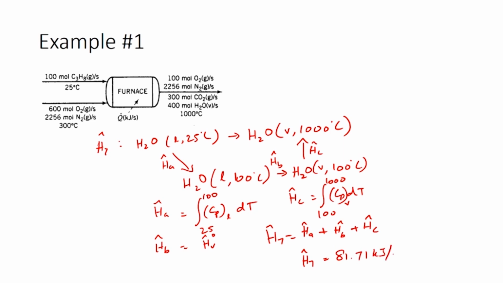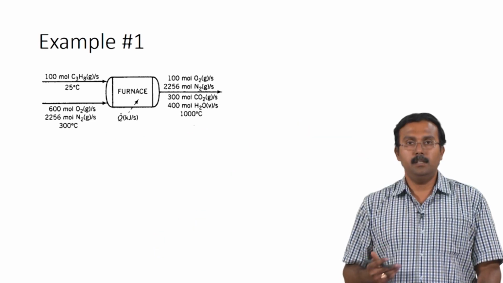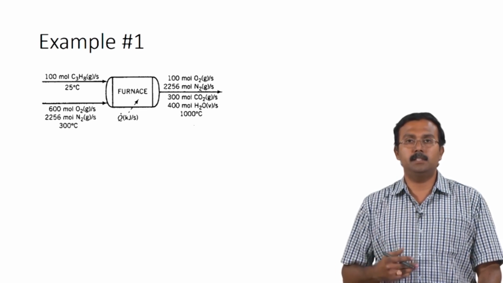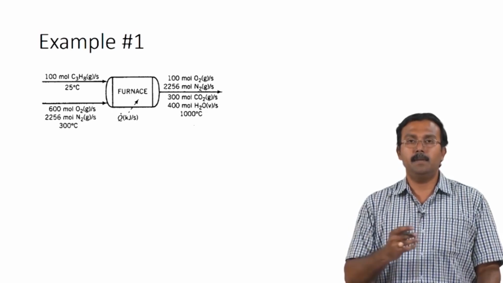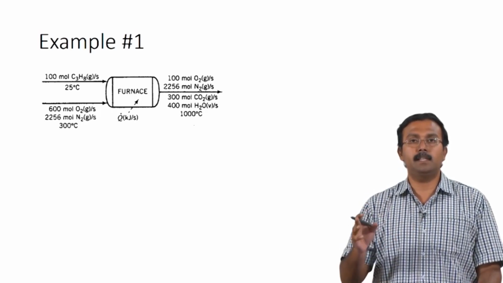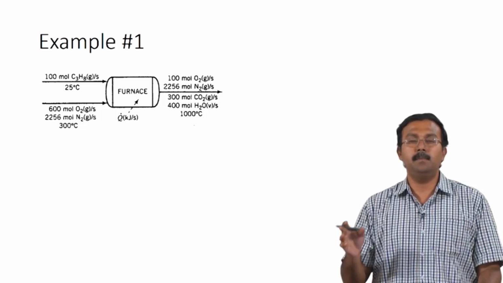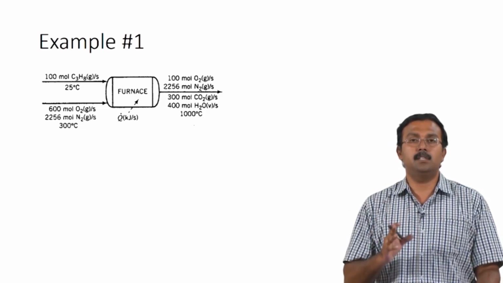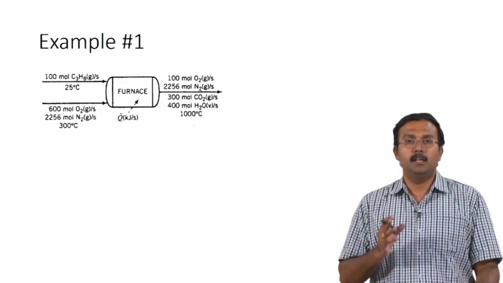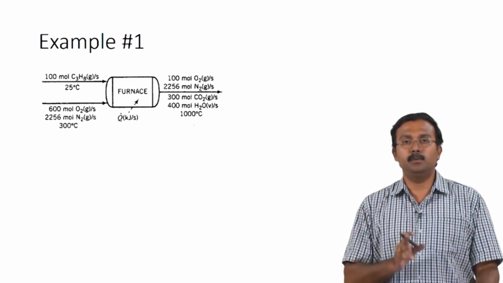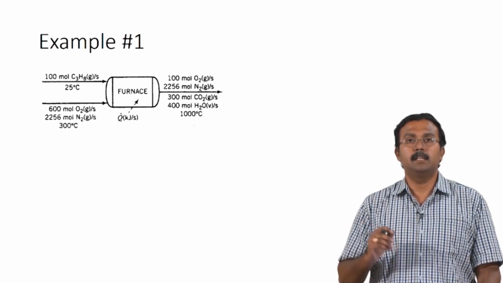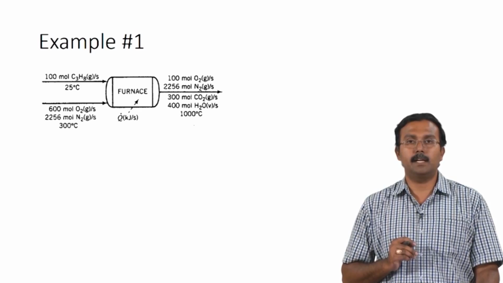81.71 kilojoules per mole. Now, after we get these values, we will plug them back into the specific enthalpy table and calculate the total specific enthalpy of the outlet stream and the total enthalpy of the inlet stream and find the difference to understand the total change in enthalpy. However, in addition to these two, you also have to account for the heat of reaction. So, how do we account for the heat of reaction?